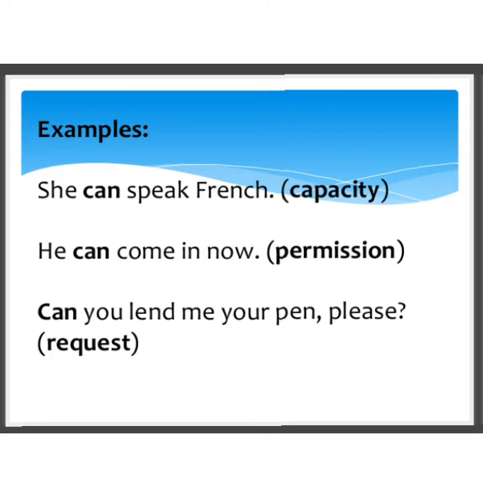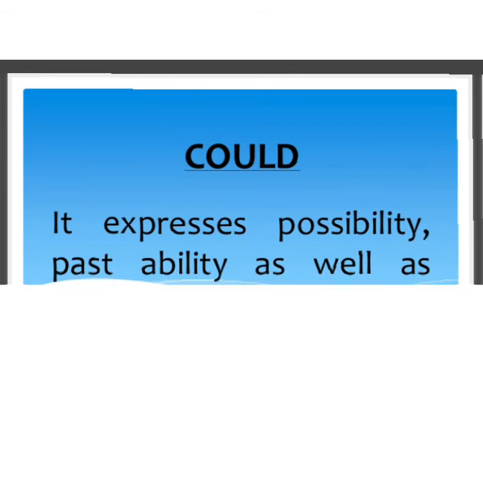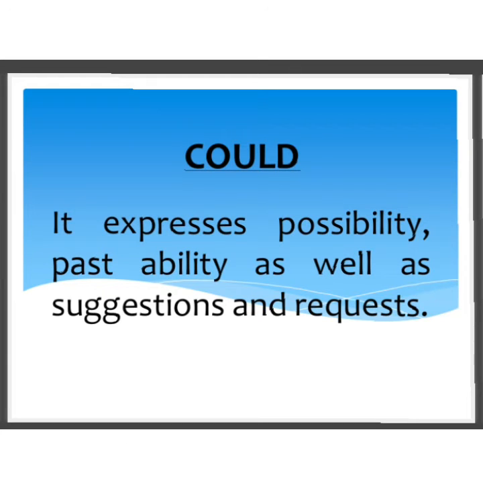In sentence number 1, she has a capacity to speak French. In sentence number 2, the permission is given. And in sentence number 3, there is a request to lend a pen. Now let's see the use of could. Could expresses possibility, past ability, as well as suggestions and request. There are some examples related to could.